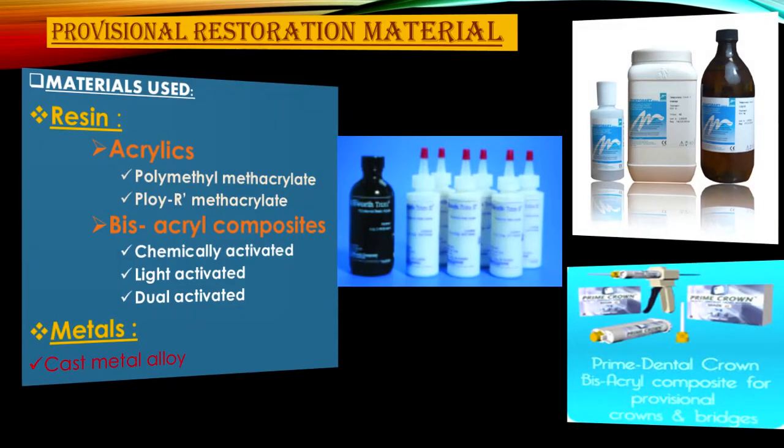The materials in construction of provisional restoration are either resin or metal. In resin we have acrylic, polymethyl methacrylate or polyethyl methacrylate, and we have the acrylic composite, which is either chemically activated, light activated, or dual activated. In metal we have cast metal alloy.